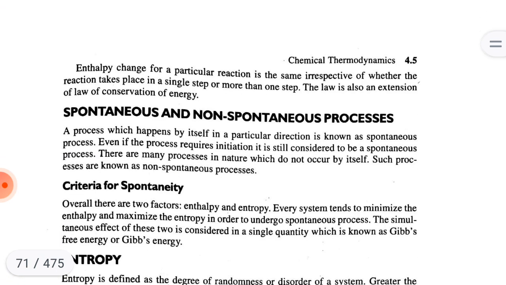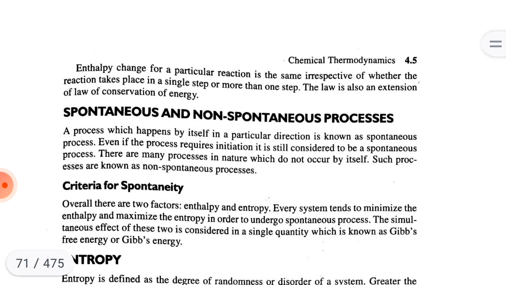Enthalpy change for a particular reaction is the same, irrespective of whether the reaction takes place in a single step or in more than one step. The law is also an extension of the law of conservation of energy.